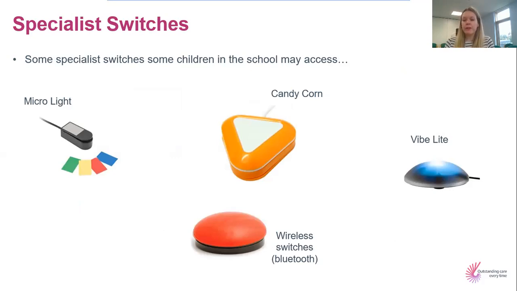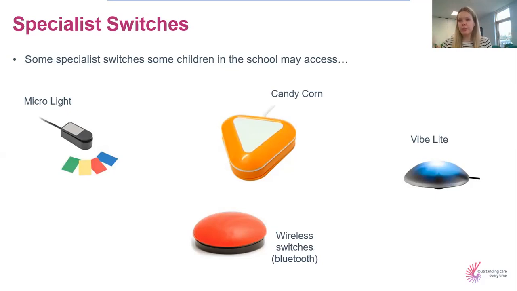Vibe light switch is one that vibrates and lights up, or it can do one or the other or neither, and that might be quite good for children who might not be aware that a switch is there. It might draw their attention to it, or children with a visual impairment, for example. One thing to note about those switches is they can be quite distracting because they vibrate and light up, so it might take away from participating in the activity itself.